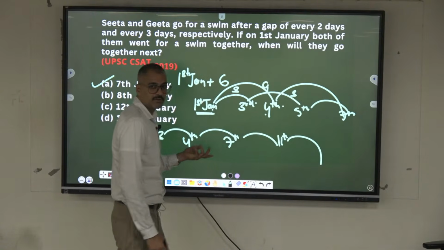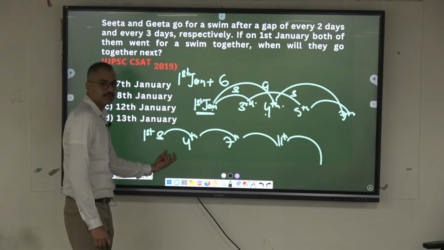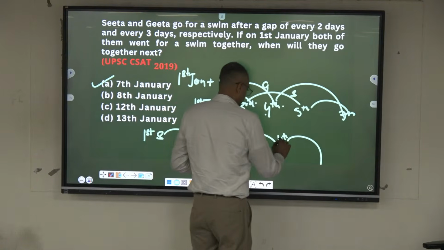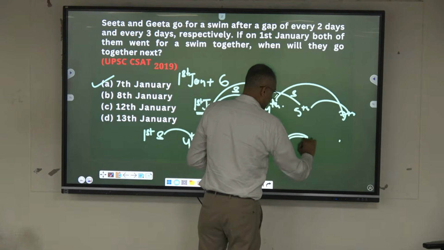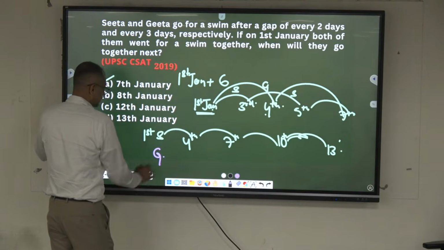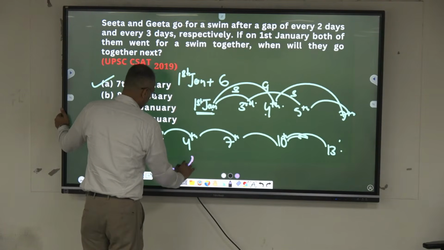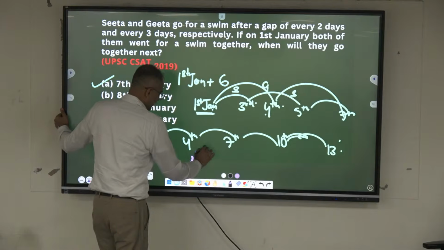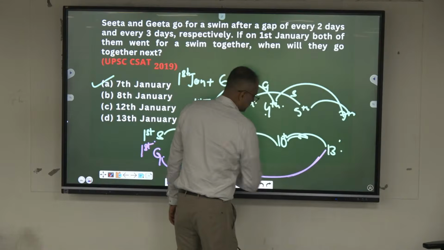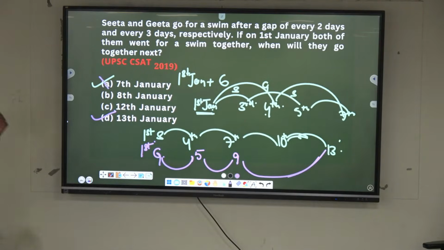Look here, I have given a gap of 2 days: 2nd, 3rd, 4th they went, 5th, 6th gap, 7th, 8th, 9th, 10th should come there. So this has to be 13th. Okay, then Geeta will be attending after a gap of 3 days: 2, 3, 4, 5, 6, 7, 8, 9, 10, 11, 12, 13. Yeah, this seems more appropriate. 13 January.